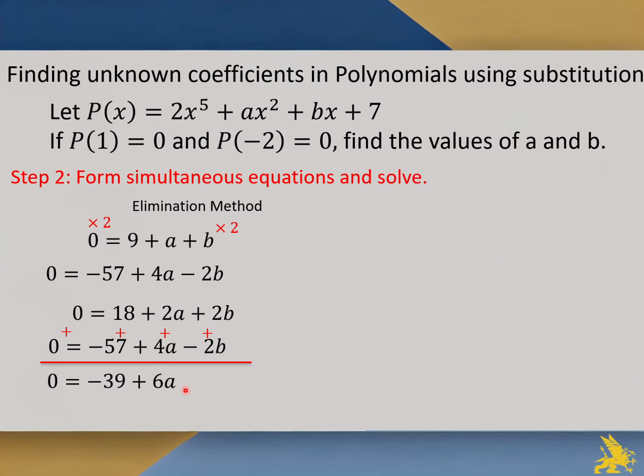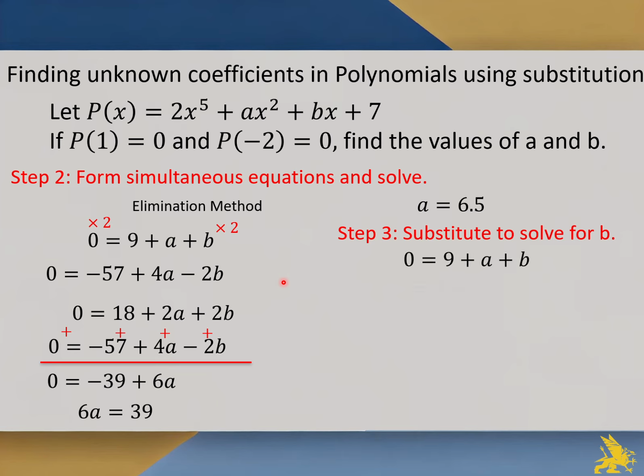Now I've just got a by itself. I can solve now. So straight away, I am just going to get 39 to the other side, and then I will divide by 6 to get a is equal to 6.5. All I'm going to do now is substitute this value into one of my equations to solve for b. So I'll go into what I've got here, 0 equals 9 plus a plus b, and I'll plug in that a value. So 9 plus 6.5 is 15.5, so b must be -15.5.